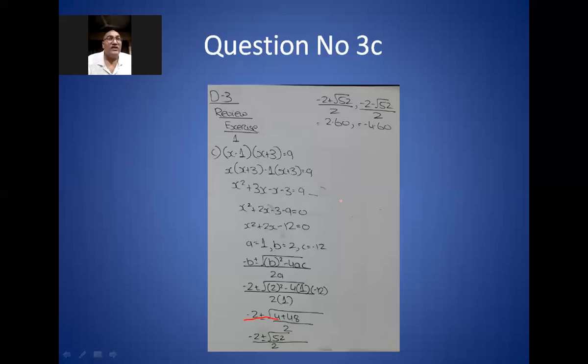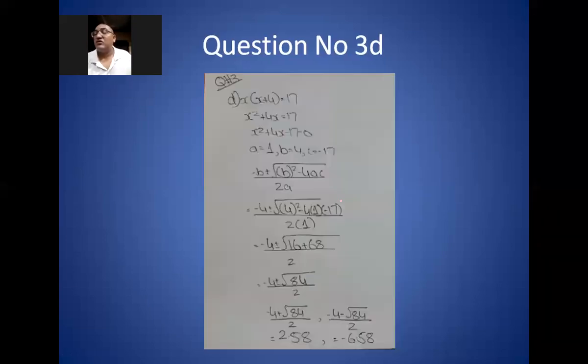So that was the question number 3C part, and I hope that you have understood. Let's move to the next part, the question number 3D part. Here the question given is x(x + 4) = 17. First of all, I will expand this bracket and make a quadratic equation.